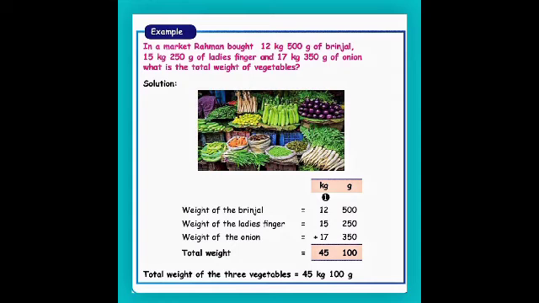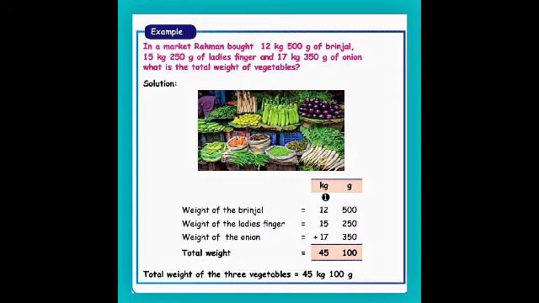0 plus 0 plus 0, 0. 0 plus 5 plus 5. That is 5 plus 5 is 10. Carry over 1. So 5 plus 1, 6. 6 plus 2, 8. 8 plus 3 is 11. 1 is gram. 1 will go to the kilogram column. So 1 there.